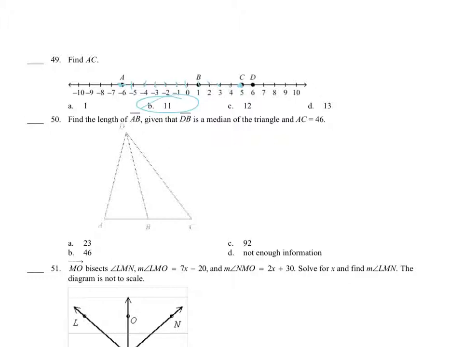Number 50, find the length of AB. Given that DB is the median, that means these two segments are congruent, and AC equals 46. That means the whole segment is 46, but they're both equal to each other, so what is half of 46? 23. That means segment AB is 23.